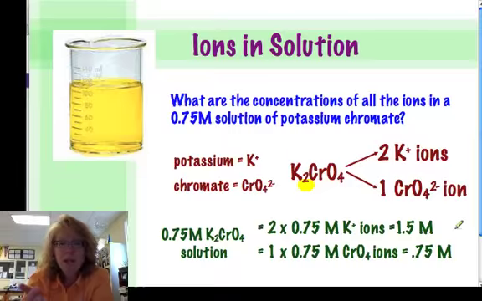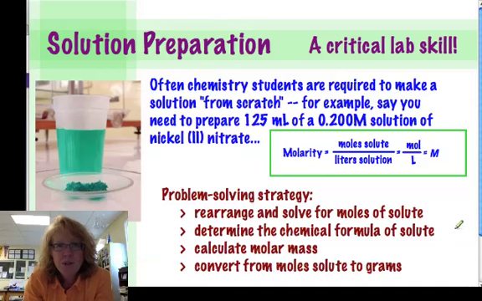Okay, next step. This is actually probably more important: how to prepare different kinds of solutions. A lot of times, like if I'm setting up a lab, it'll say I need 125 milliliters of such and such strength solution, and how do I go make that particular thing? So I've got an example on here. You need to make 125 milliliters of a 0.2 molar solution of nickel 2 nitrate.